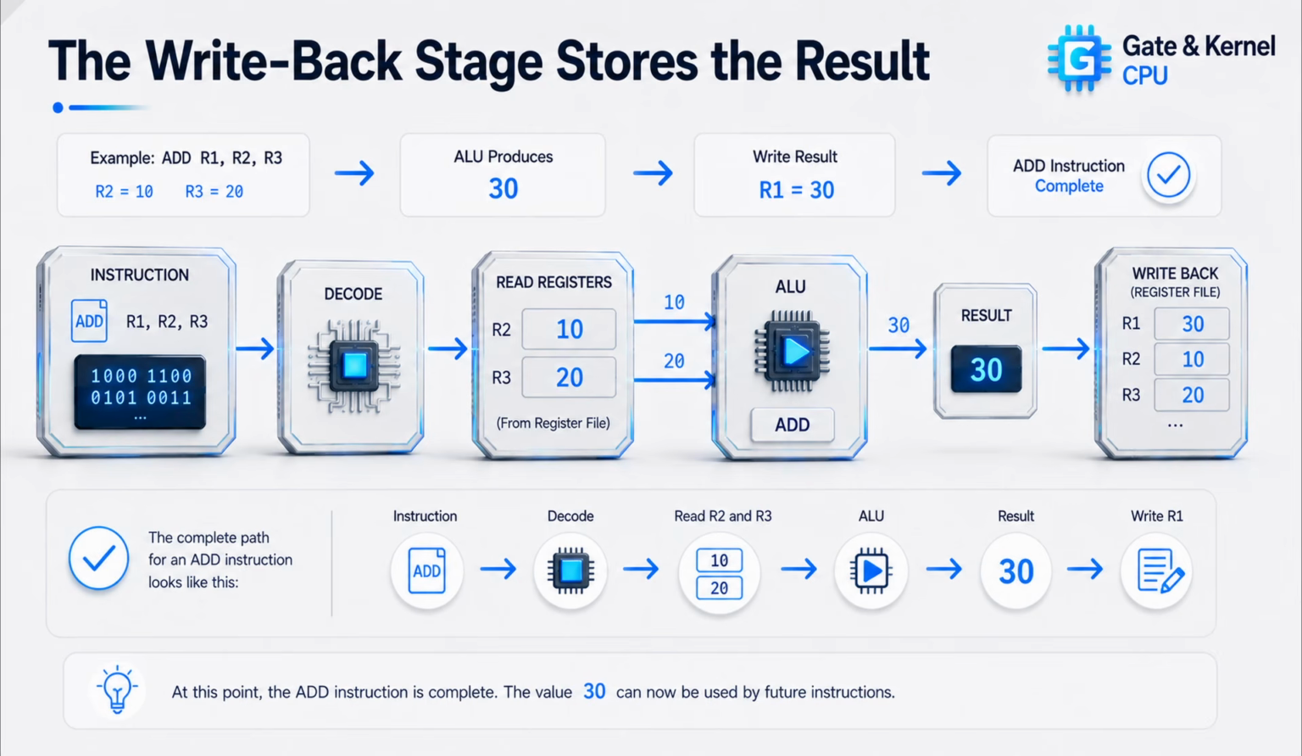The complete path is approximately: instruction. Decode. Read R2 and R3. Send the values to the ALU. Produce the result. Write the result into R1. At this point, the ADD instruction is complete. The value 30 can now be used by future instructions.